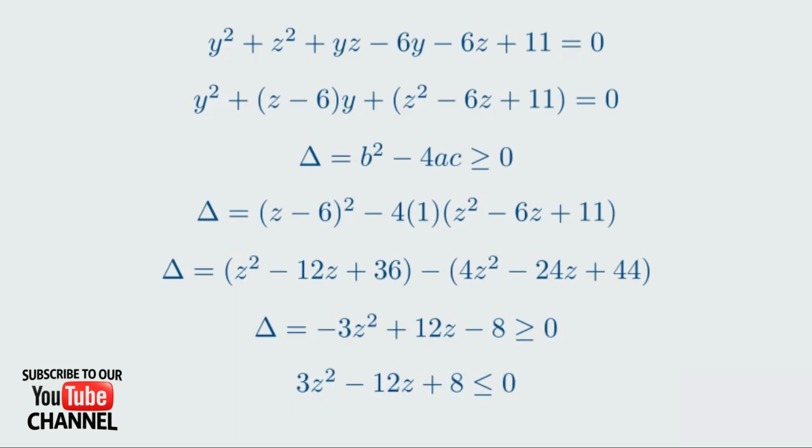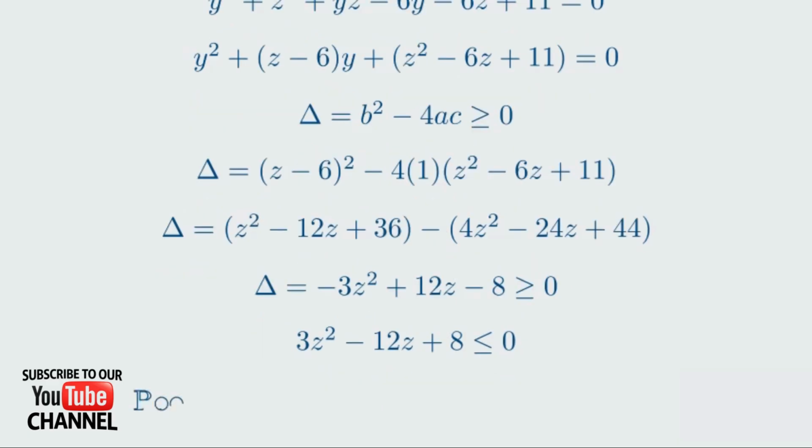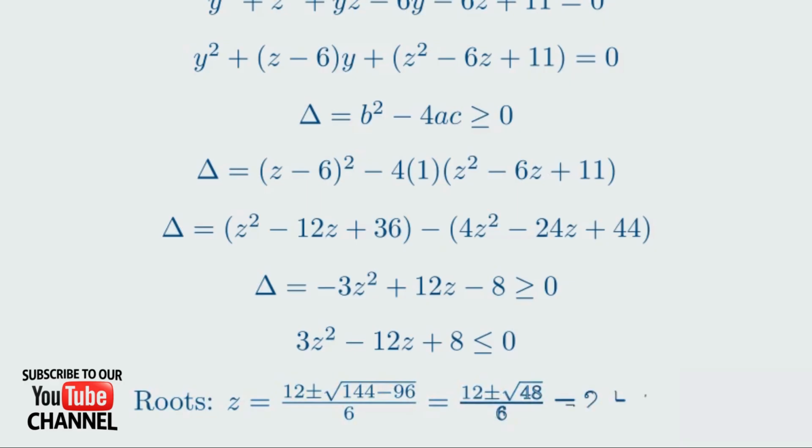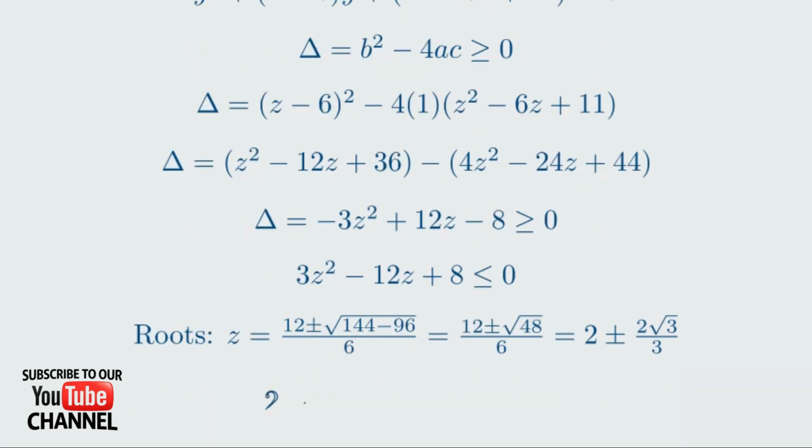The roots of this quadratic are where it equals 0. Using the quadratic formula for z, we find z equals 2 plus or minus 2 root 3 over 3. This is a parabola that opens upwards, so it's less than or equal to 0 between its roots. So z must lie in the interval between 2 minus 2 root 3 over 3 and 2 plus 2 root 3 over 3.